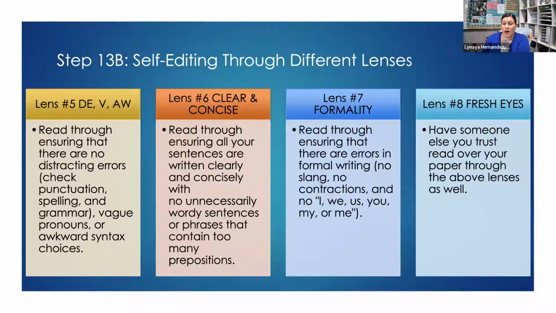Make sure that your writing is clear and concise. You're not writing big gloppy sentences that are unnecessarily confusing. Make sure that it's formal. Make sure that it's written in complete third person with zero bias. No using I, me, my, first person pronouns, no using us, we, you, those second person pronouns.